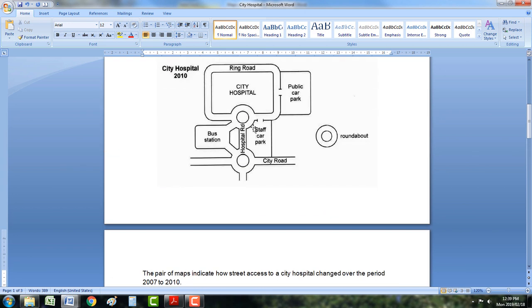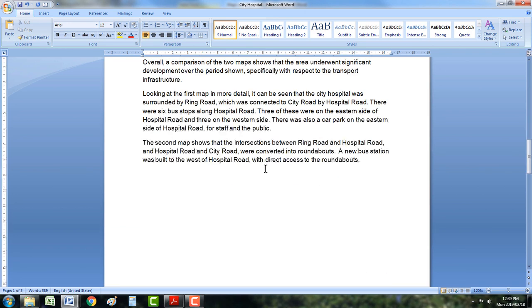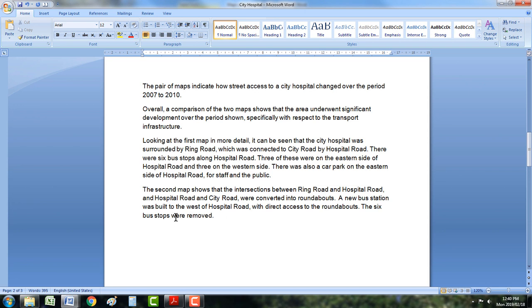What else? I want to say that these were removed. The 6 bus stops were removed, passive. Please notice, here you're using the because you're talking about them for the second time. Before you didn't use the. But things like Hospital Road, you don't use the because it's a name. Very complicated, I know, the and a.